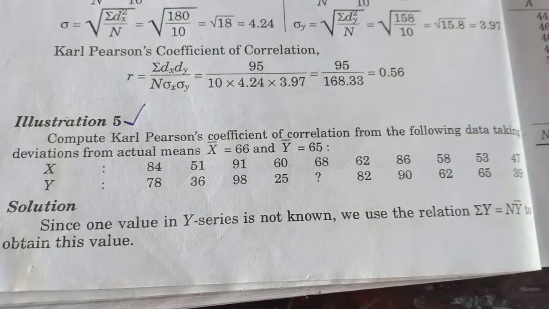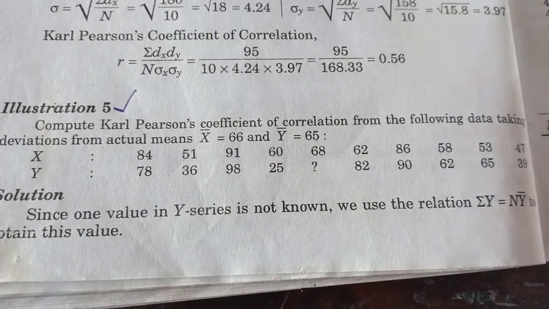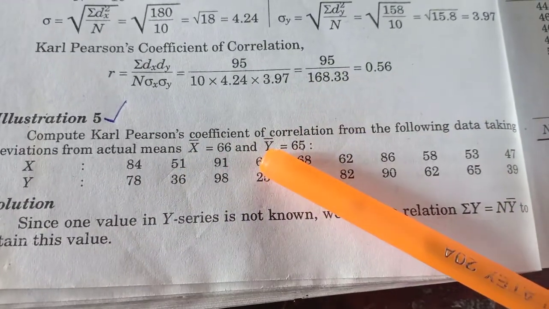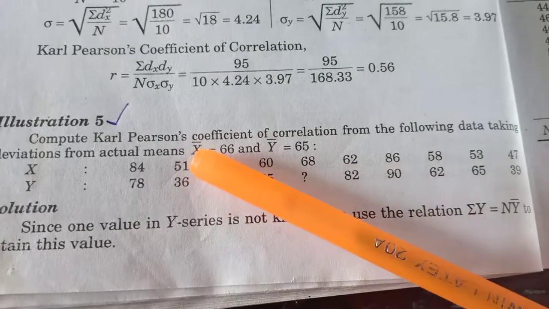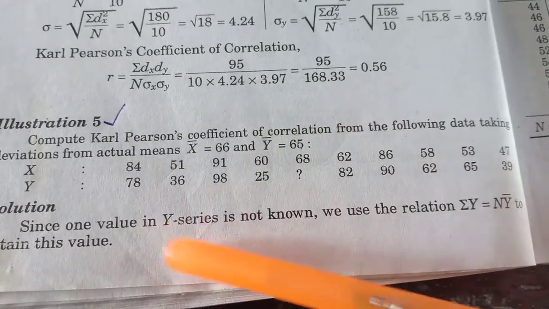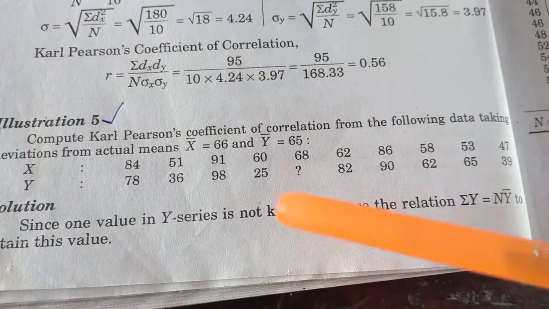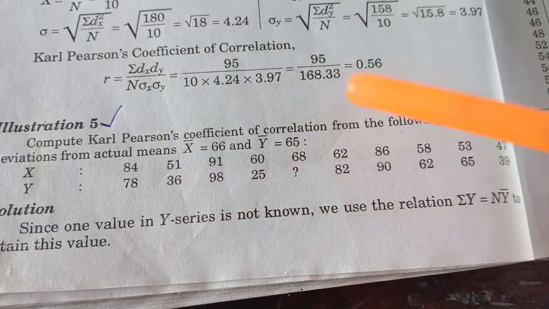Until today, whatever we have done is we have calculated these values. We have calculated x bar and y bar, that is the mean of the x series and the mean of the y series. What we did is we totaled up all these values and divided them by the number of observations, and we found out these values.